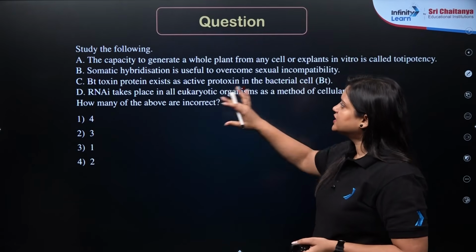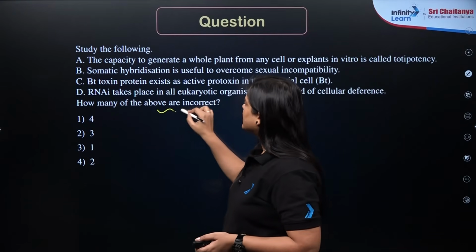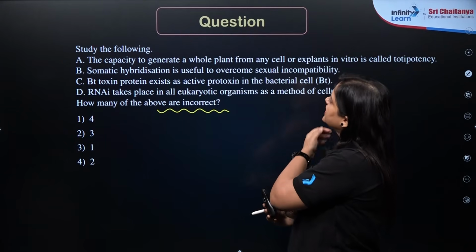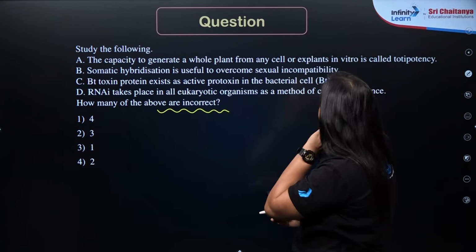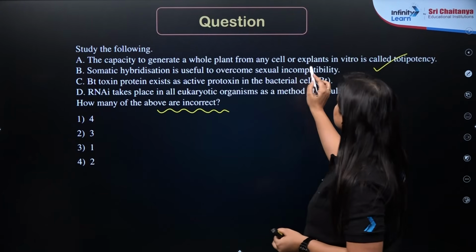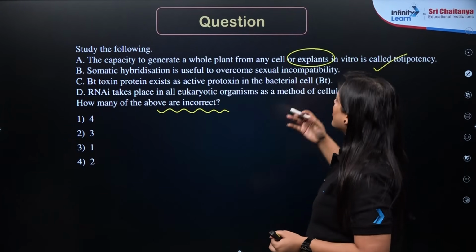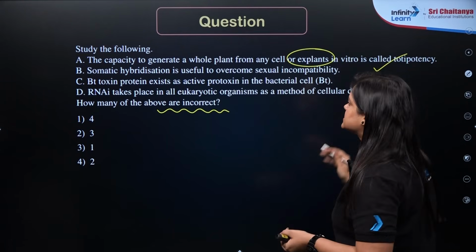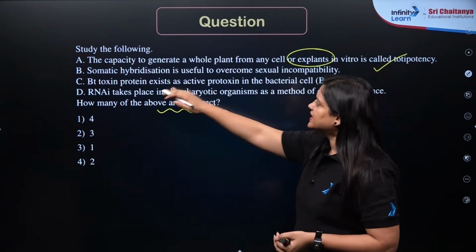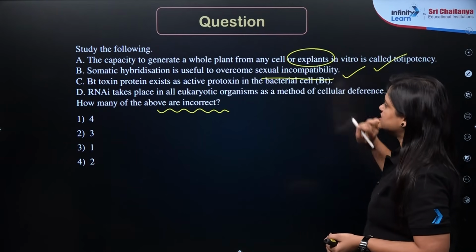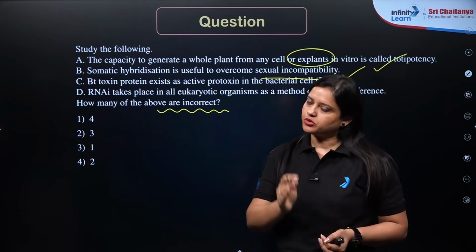Next question, study the following and we need to find out how many of them are incorrect. So the capacity to generate a whole plant from any cell or explant in vitro is called totipotency. That is true. So explants or any part of plant that give rise to a new plant, yes, definitely this is termed as totipotency. Somatic hybridization is useful to overcome sexual incompatibility. That's true because we are fusing the protoplast.